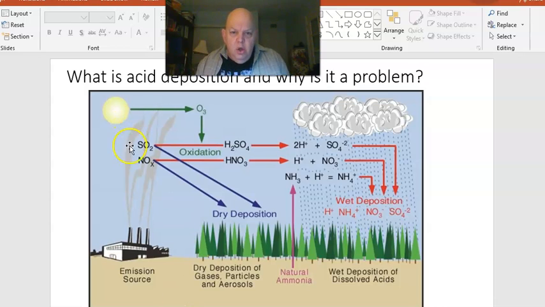One, they can go directly into dry deposition and not that far away. So that will fall in dry deposition of gases, particles, and aerosols, and that will fall in the plant life. Or through the process of oxidation with O3 combining with water up there in the air, you end up getting H2SO4, which you know as sulfuric acid. And then you have HNO3, which you also know as nitric acid.